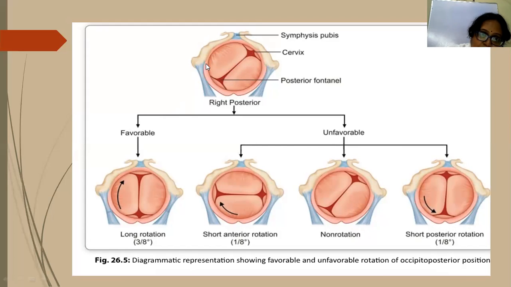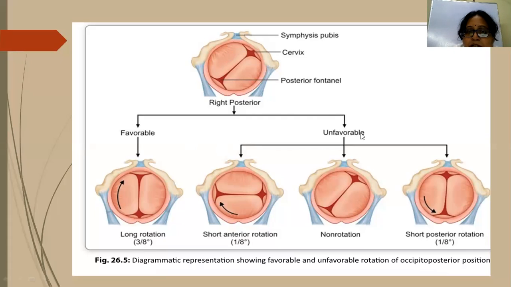So from here to here, transverse position, next to this position, and this. It is rotating through 3/8 of a circle to lie behind the symphysis pubis, and then delivery will occur as that of occipito-anterior position. This rotation is called long anterior rotation, rotating through 3/8 of a circle.